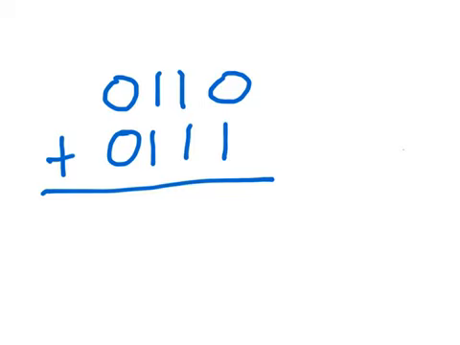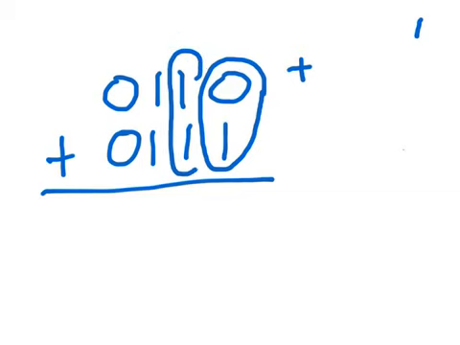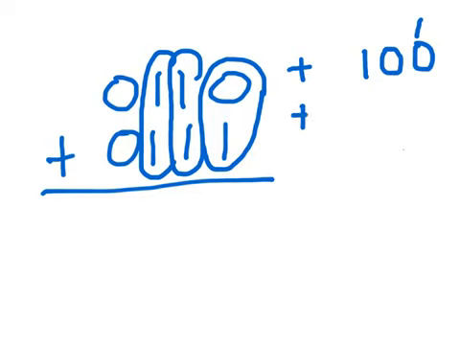So here we have the same problem, 6 plus 7, but we're going to do it a little differently. We're going to say 0 and 1 is 1. 2 and 2 is 4, but we're going to write 4 in binary, which means a 1 in the 4's place. And then 4 and 4 is 8, which we're going to write by putting a 1 in the 8's place.